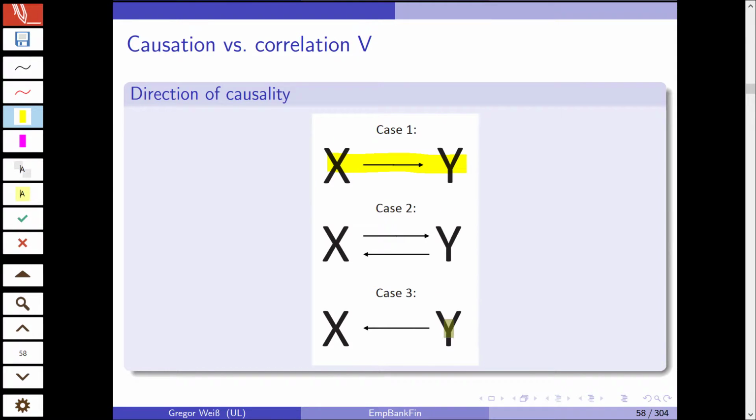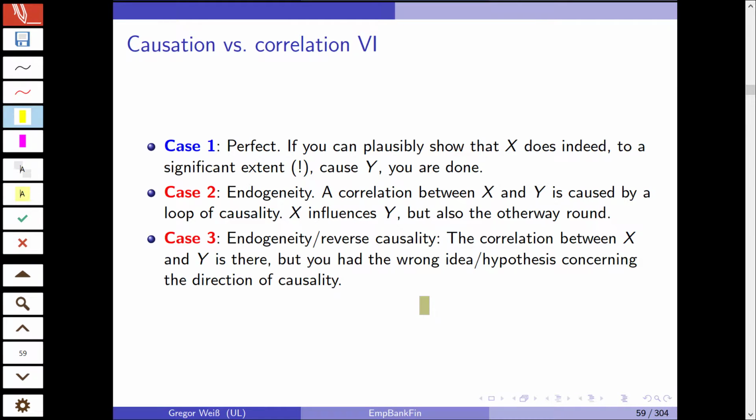So the direction of causality could also be this here, case 1. This is what we're looking for. It could be reverse causality, or it could be that x drives y and y drives x. This is what we usually refer to as endogeneity, meaning that we have an exogenous effect of x on y, but the effect is not exogenous, the effect is endogenous in the sense that both variables could influence each other. So case 1 is perfect. If you can plausibly establish causality running from X to Y, you're done.